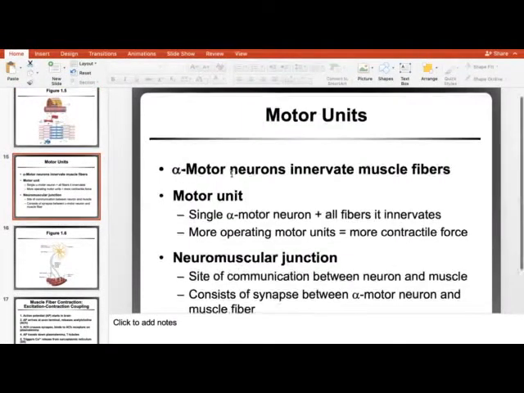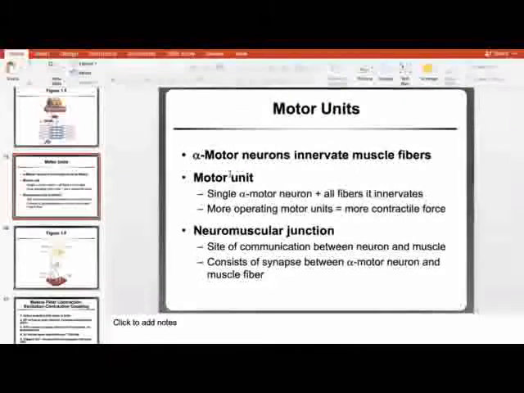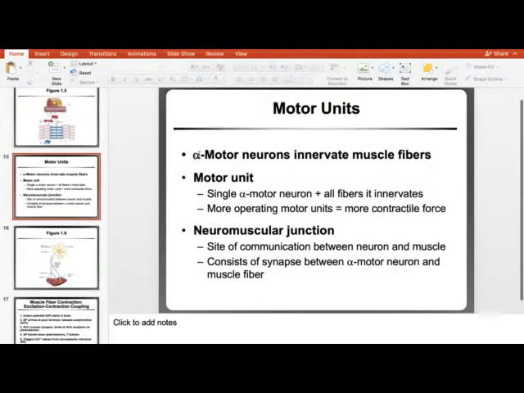All right, so now let's take a look at what a motor unit is. A motor unit is an alpha motor neuron, and the alpha motor neuron is the nerve that's coming from the brain. That alpha motor neuron is going to travel down a portion of the spinal cord, and it's going to branch out, and eventually it is going to innervate, or connect to, a bunch of different muscle fibers. You could have very large alpha motor neurons, and you could have very small alpha motor neurons.